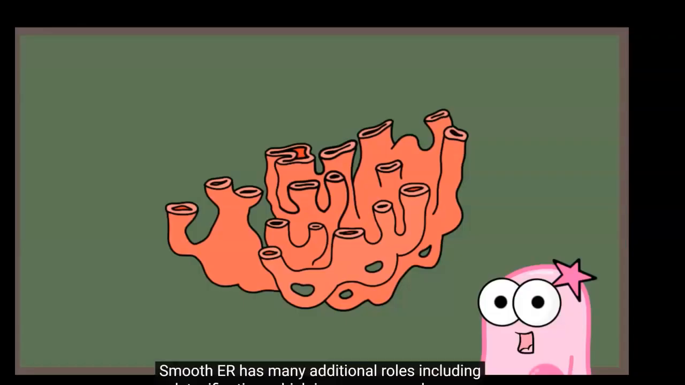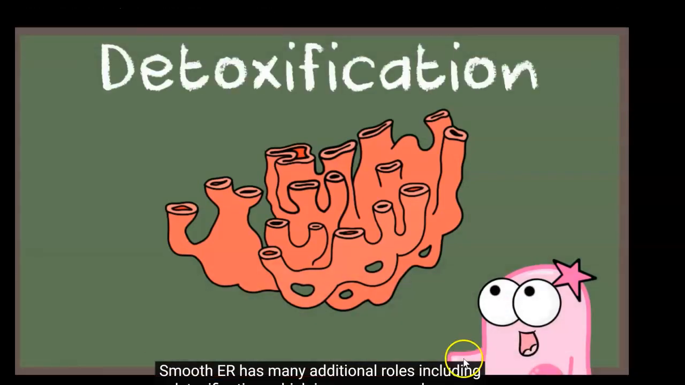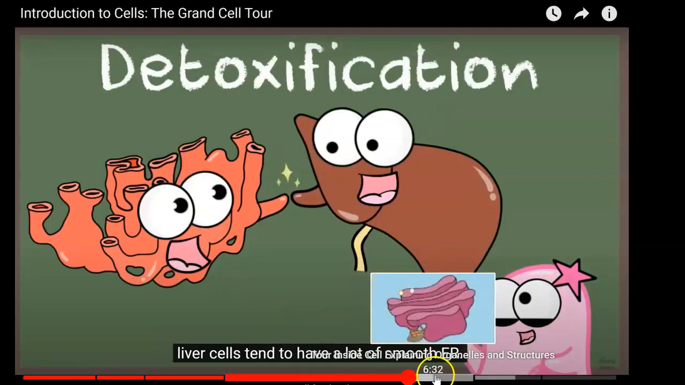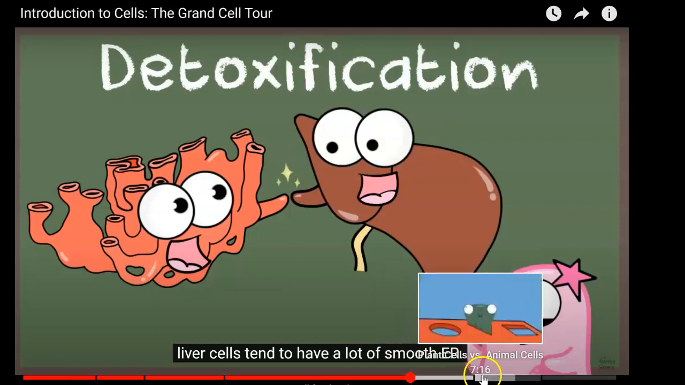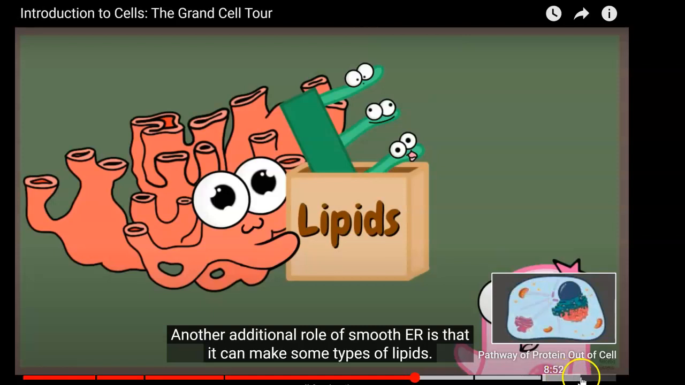Now, smooth ER has many additional roles, including detoxification, which is one reason why your liver cells tend to have a lot of smooth ER. And another additional role of smooth ER is that it can make some types of lipids.